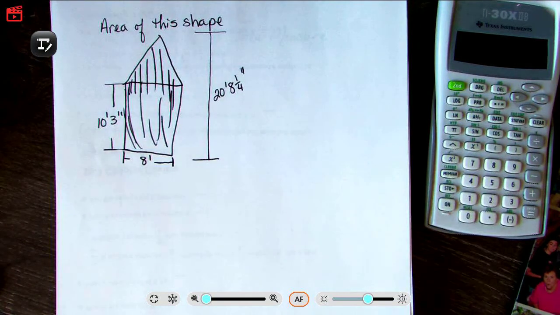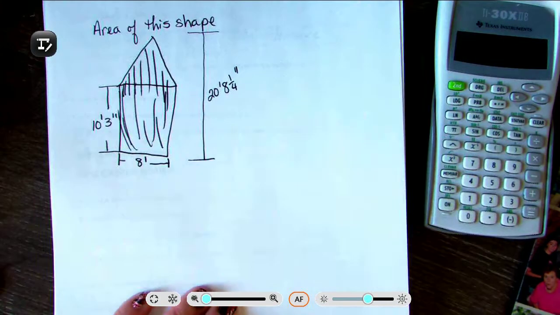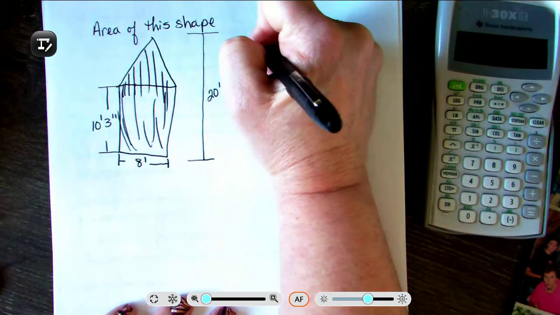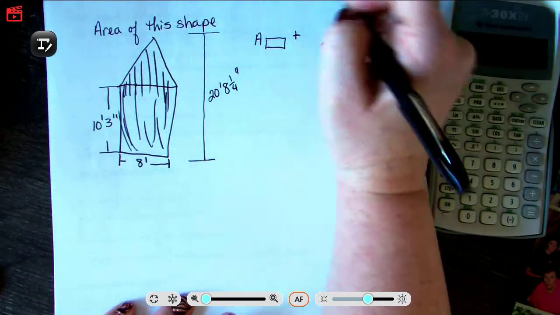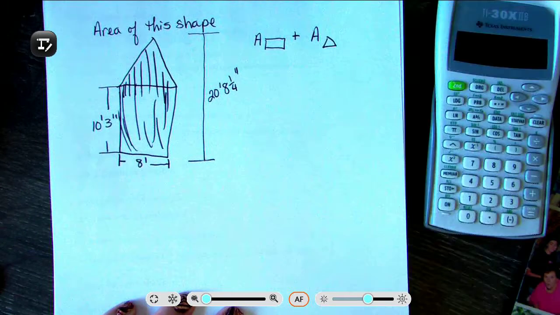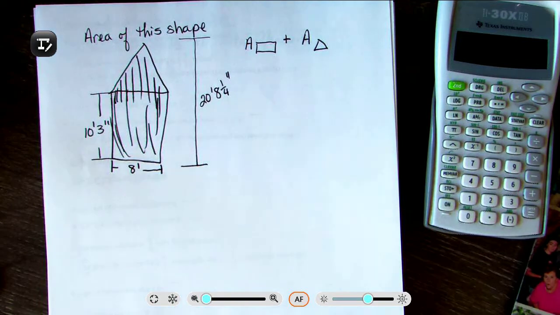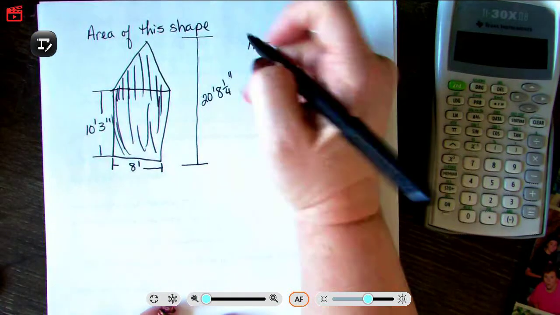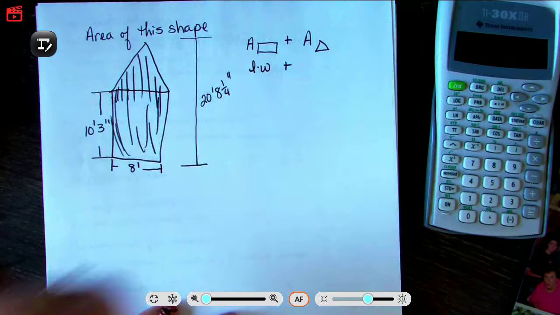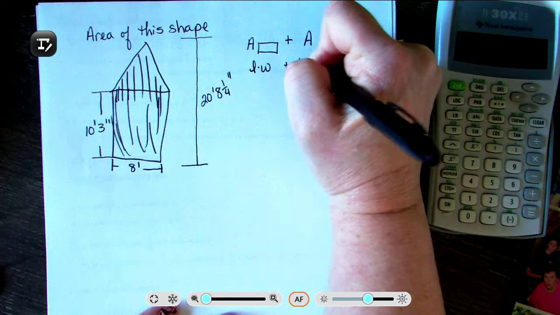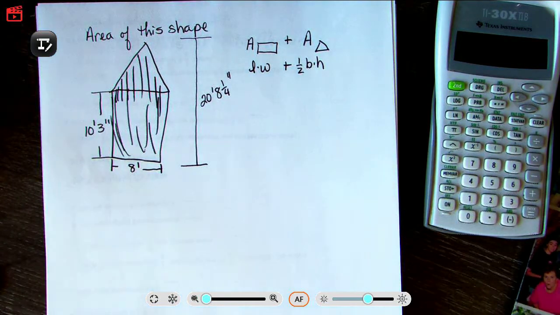In order to do this, we're going to find the area of my rectangle. So the area of my rectangle, and I'm going to add the area of my triangle. My technical notation here. The area of a rectangle is your length times your width. The area of a triangle is 1/2 your base times your height. So we need to get all those pieces.